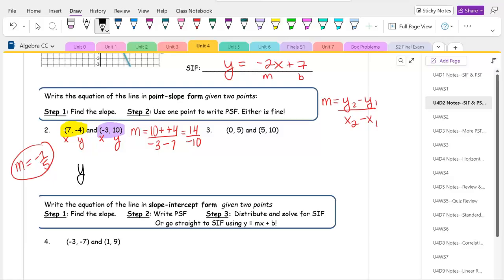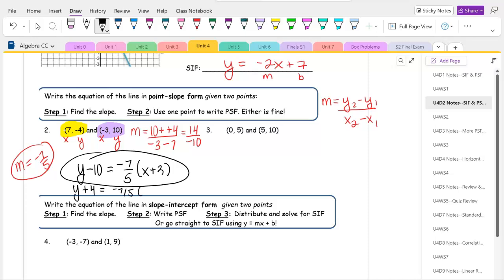So I do y, the opposite of my y coordinate, equals my slope, and then x, and the opposite of my x coordinate. And this is one of the correct answers. The other correct answer you would get using the yellow point, and it would be y plus 4 equals -7/5 x minus 7. You do not need to provide both answers, just one of them.